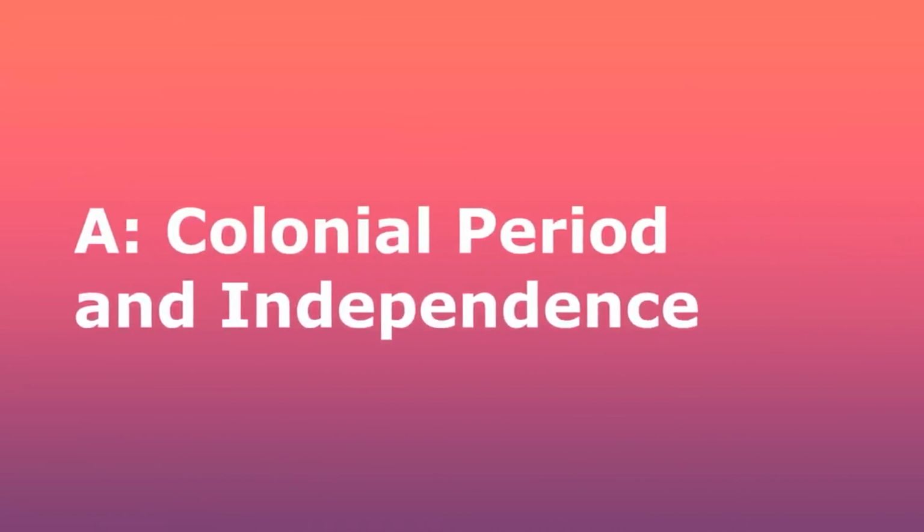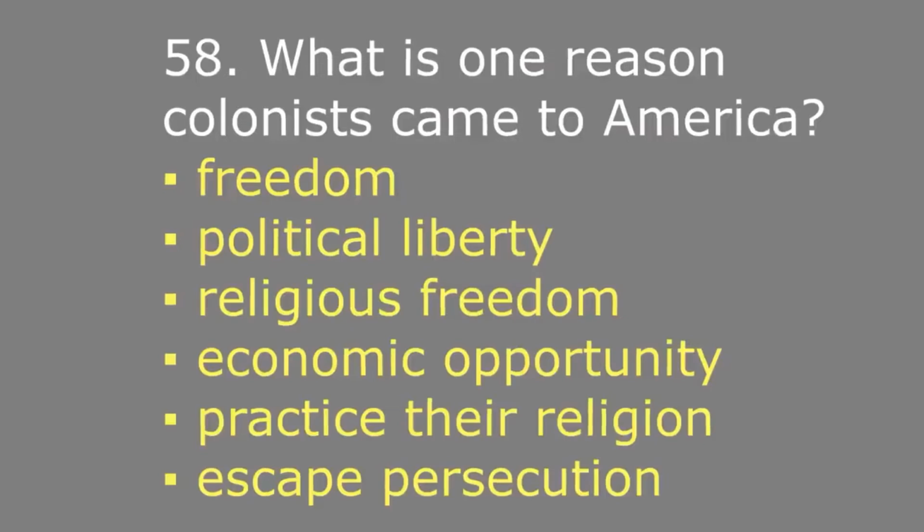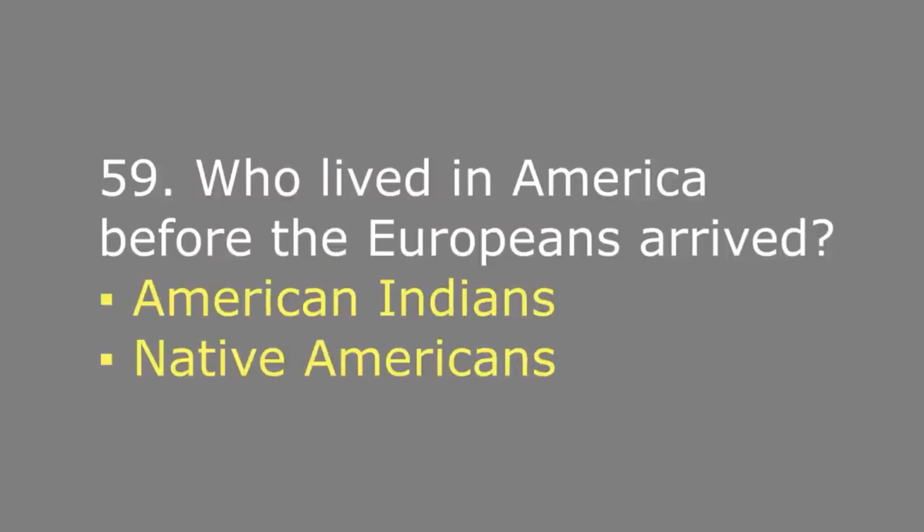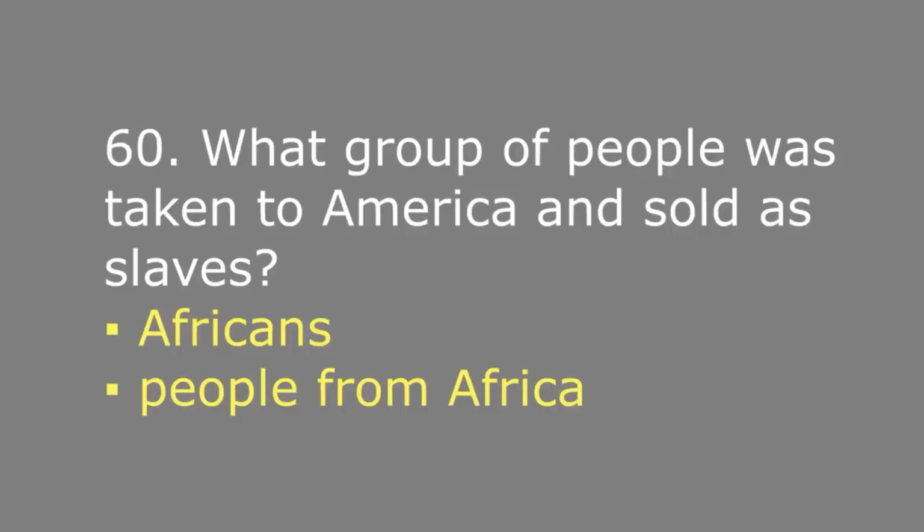Colonial period and independence. What is one reason colonists came to America? Freedom. Political liberty. Religious freedom. Economic opportunity. Practice their religion. Escape persecution. Who lived in America before the Europeans arrived? American Indians. Native Americans. What group of people was taken to America and sold as slaves? Africans. People from Africa.